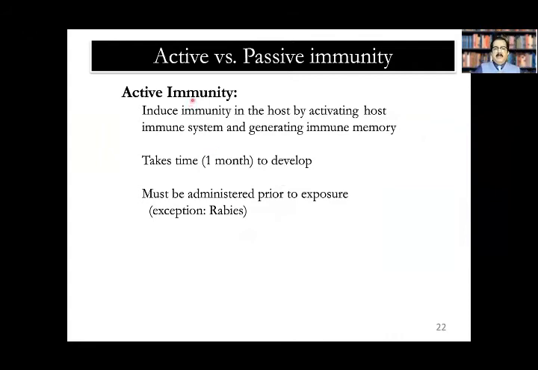In active immunity, you induce immunity in the host by activating the immune system and generating immune memory. You do that by either getting infected or by vaccinating the person. Okay, and usually you have to vaccinate before the anticipated exposure.